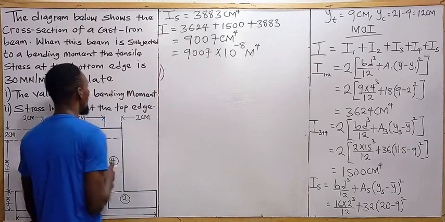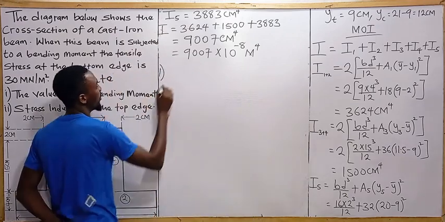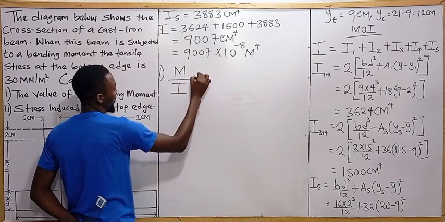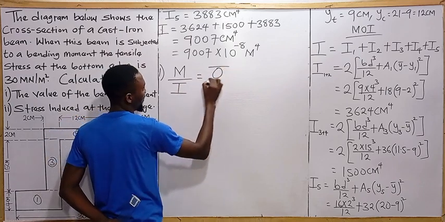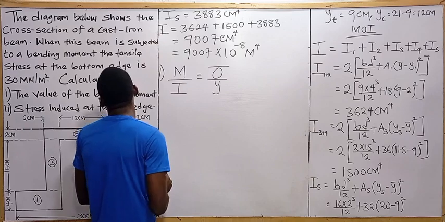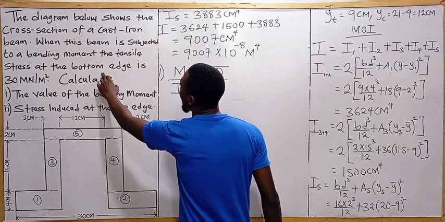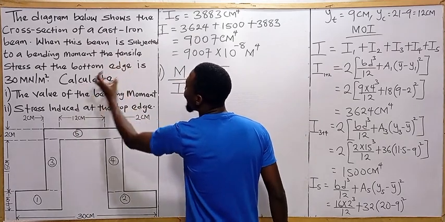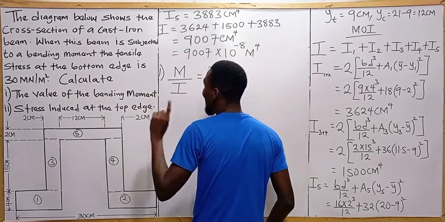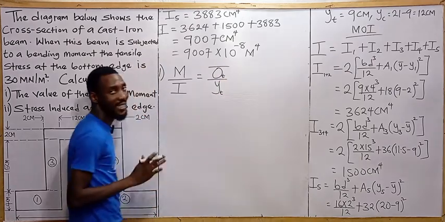So for question number 1, we are told to find the bending moment. So we are going to be applying the flexure equation. So our maximum bending moment all over our moment of inertia is equal to our stress all over y max. All right. But if you look at this question, we have already been given our tensile stress at the bottom edge, which is 30 meganewton per meter squared. Don't forget, tensile. So if it is tensile, it means this one too is going to be tensile, right?